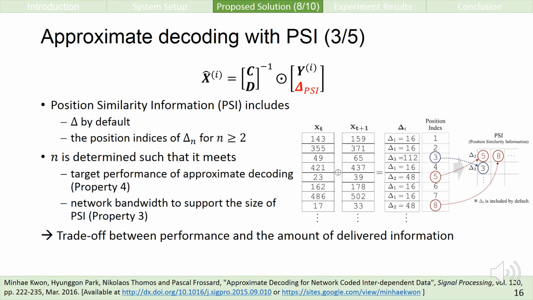So, in summary, we propose position similarity matrix PSI for approximate decoding that includes delta by default and position indices of candidates. The number of candidates n should be determined to meet target performance that can be calculated based on property 4 and network bandwidth to support the size of a PSI based on property 3. By considering the trade-offs, n should be properly determined.